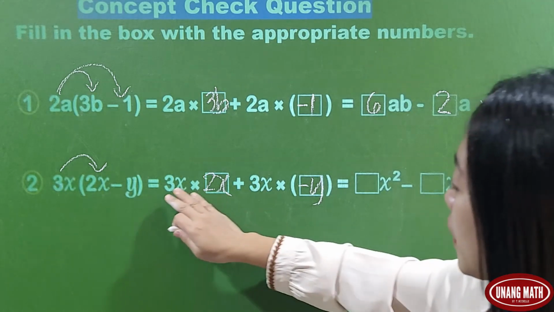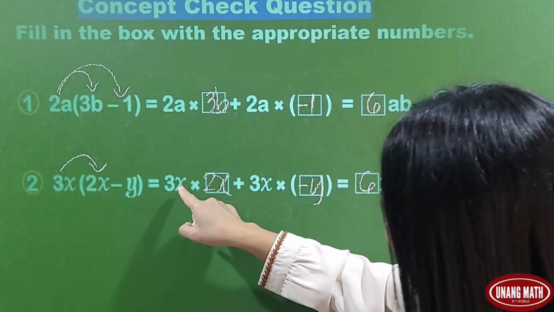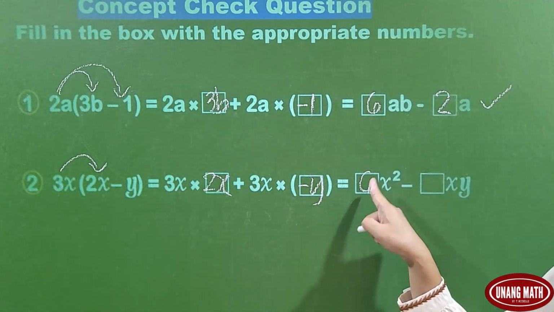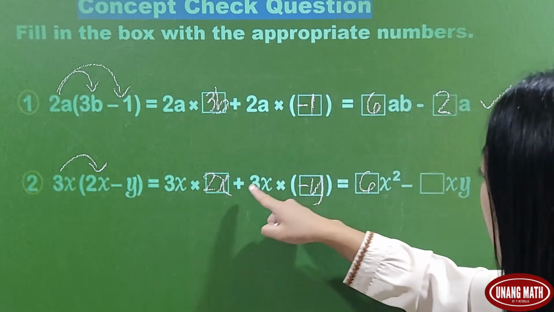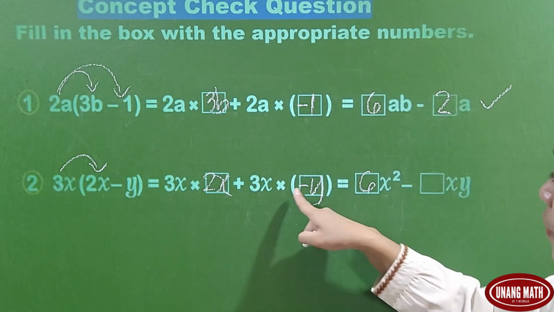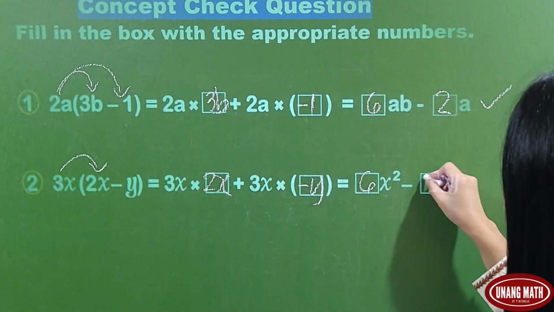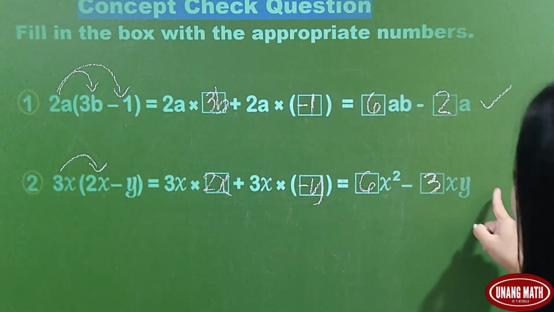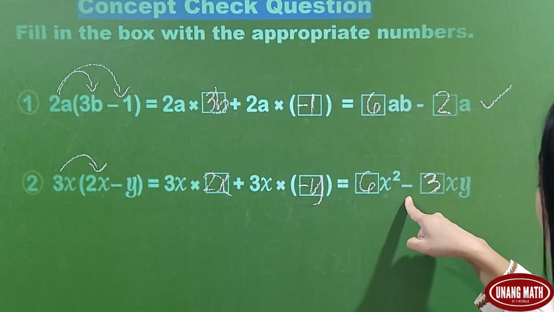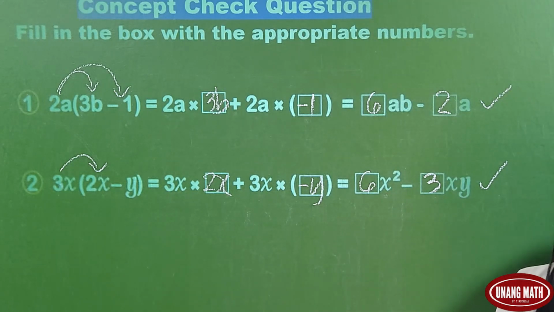Okay, simplify. 3x times 2x. So 3 times 2, that would be 6. And then x times x is x squared. So this is 6x squared. Plus we have here 3x. We will multiply this one to negative y. So this would be equal to negative 3xy. So 6x squared minus 3xy. So this is the simplified expression.